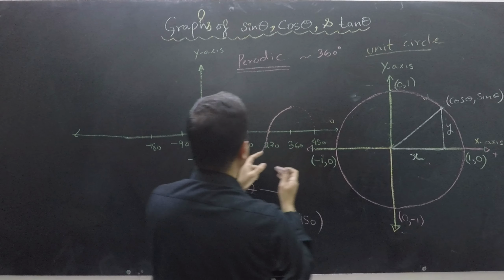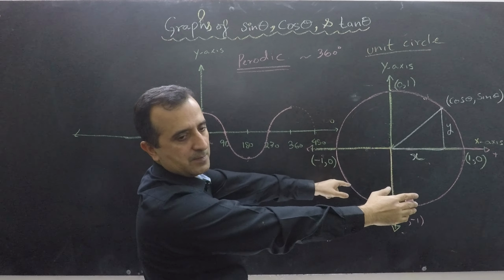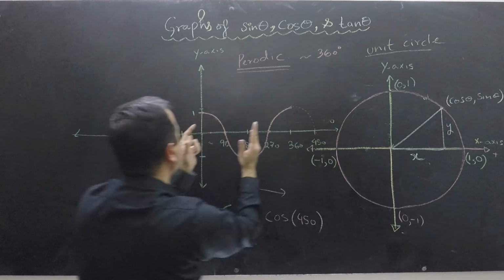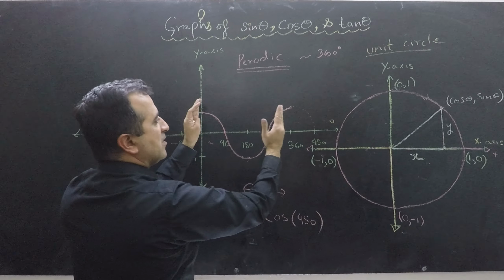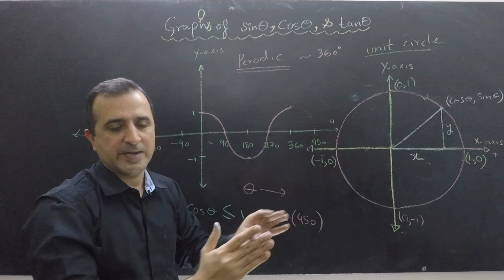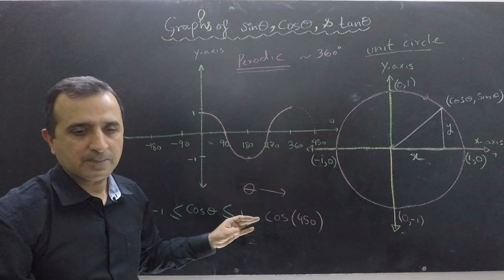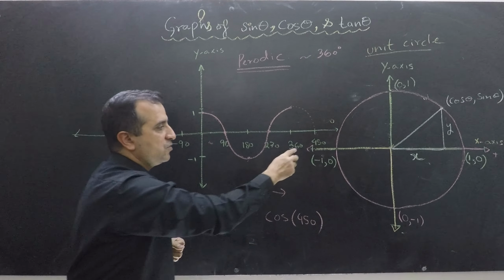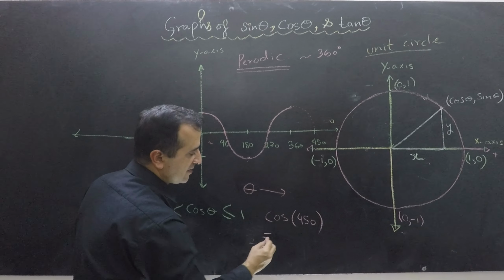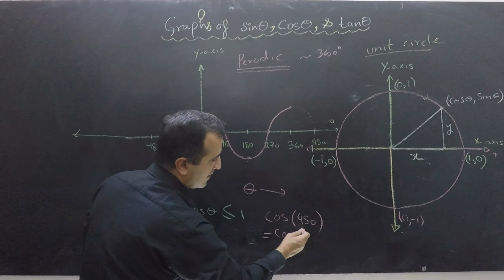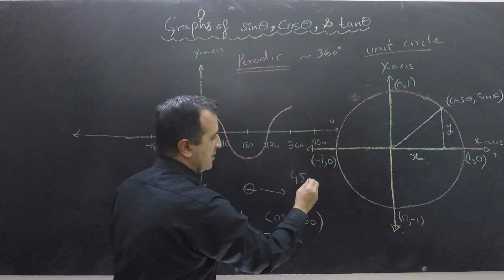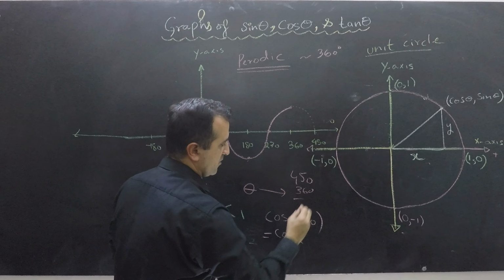Now another 360 period will be a repetition of the same diagram. You can just copy this diagram here, and you can copy this diagram here, because this diagram will be repeated again and again on every 360 degrees period. Make sense? So that's why we know that 450 is going to touch here, because cos 450 is equal to cos of 450 minus 360. 450 minus 360 is 90. So it's equal to cos 90.